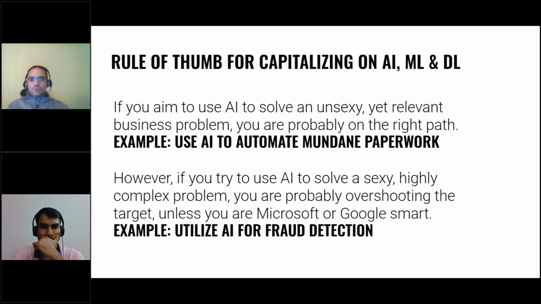However, if you're trying to use AI to solve a sexy, highly complex problem, you're probably overshooting the target unless you are Microsoft or Google smart, because these companies have truckloads of money and an infinite amount of talent. So a good example is AI for fraud detection, which is extremely, extremely complex. In the finance industry, I know that the insurance industry is trying to make sense of AI for fraud detection. But we believe that for the vast majority of companies, focusing on the mundane problems that can be solved is a better approach than trying to shoot for the moon and then ending up with very complex projects which get you nowhere.